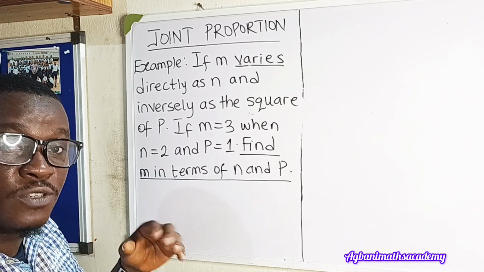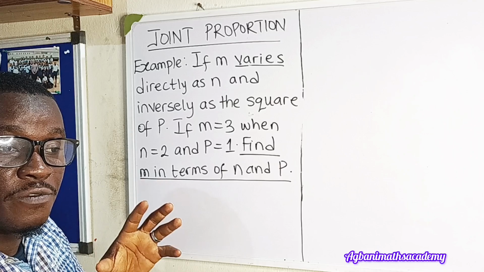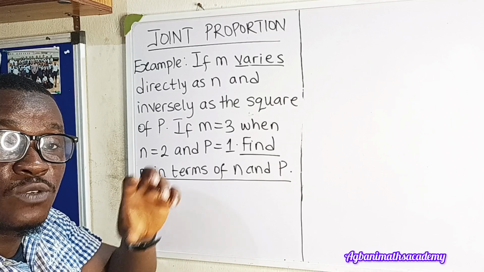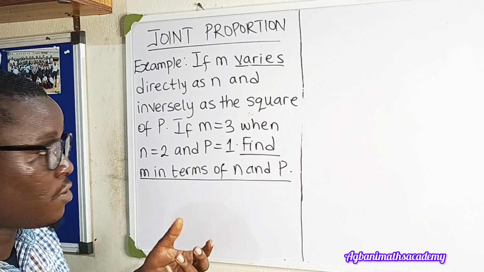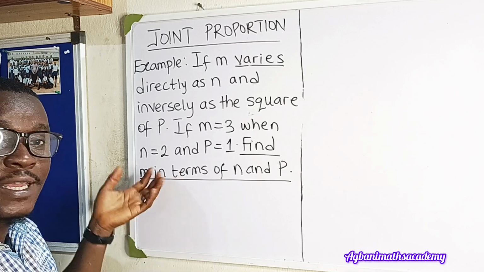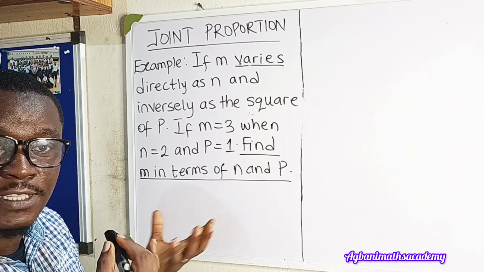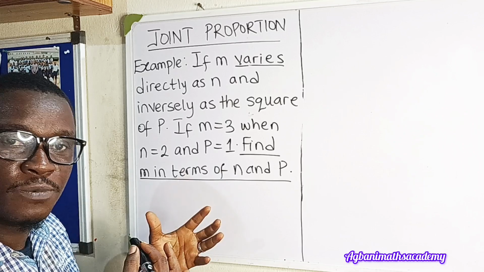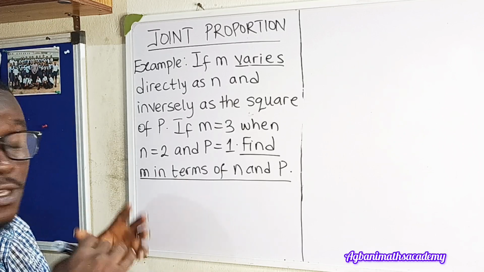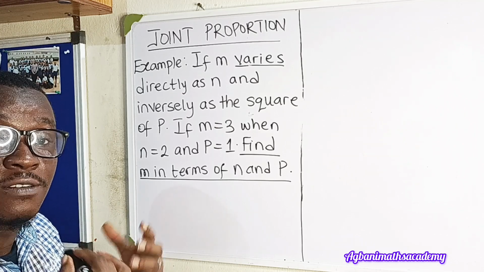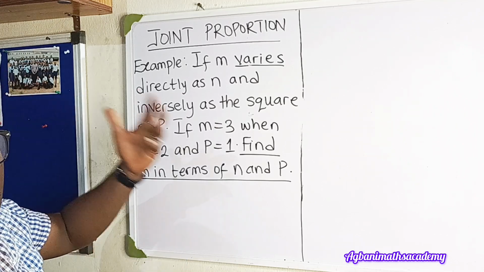In our previous lessons, we've been told to find the relationship between two ratios, right? But here we are not told to find the relationship. We are told to find M in terms of. So it is the same thing. Either you are told to find the relationship or you are told to find one thing in terms of the other, okay? So it still means to find the relationship. So now let's look at the question in detail.